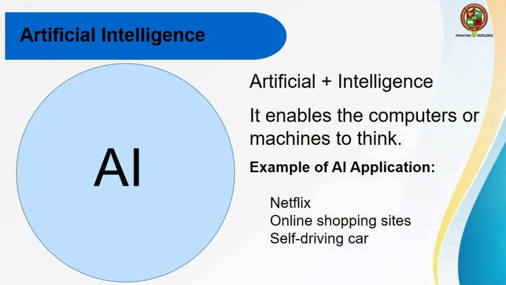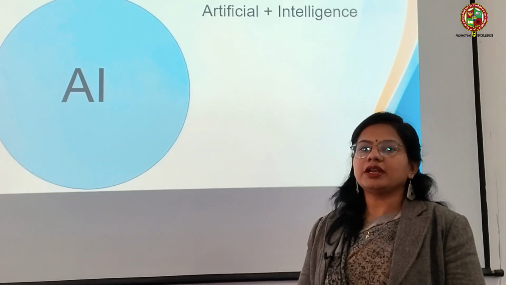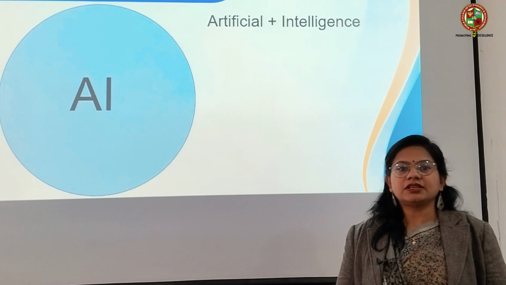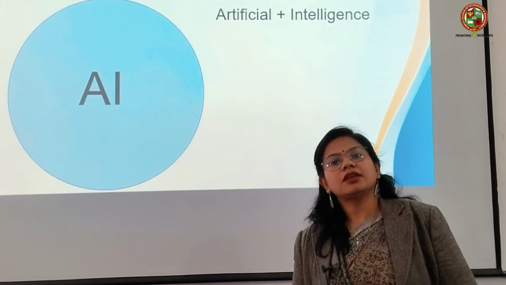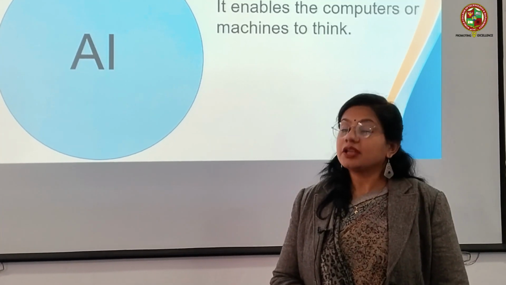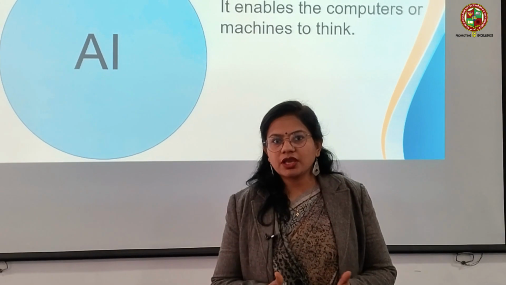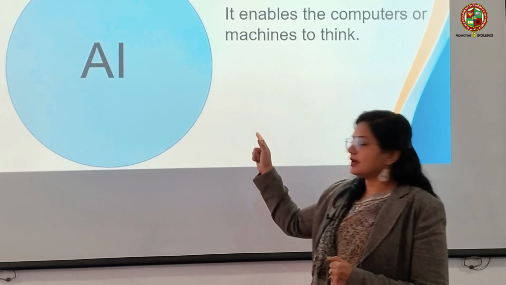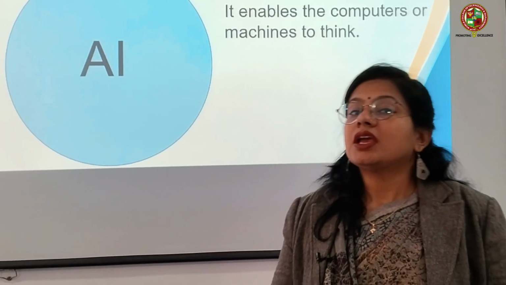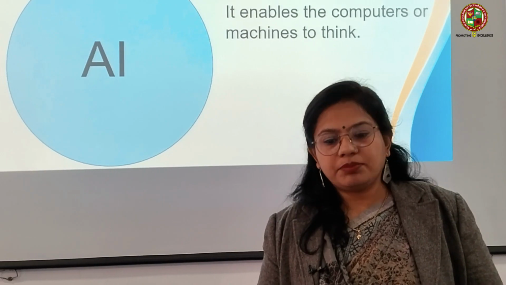Consider this Venn diagram of AI. Artificial intelligence comprises two words, artificial and intelligence. The word artificial means man-made and intelligence means thinking power. So artificial intelligence means man-made thinking power. It enables the computer or machine to think. Remember guys, whatever I am talking about AI over here is your final destination or final goal. Basically, you are creating an AI application.